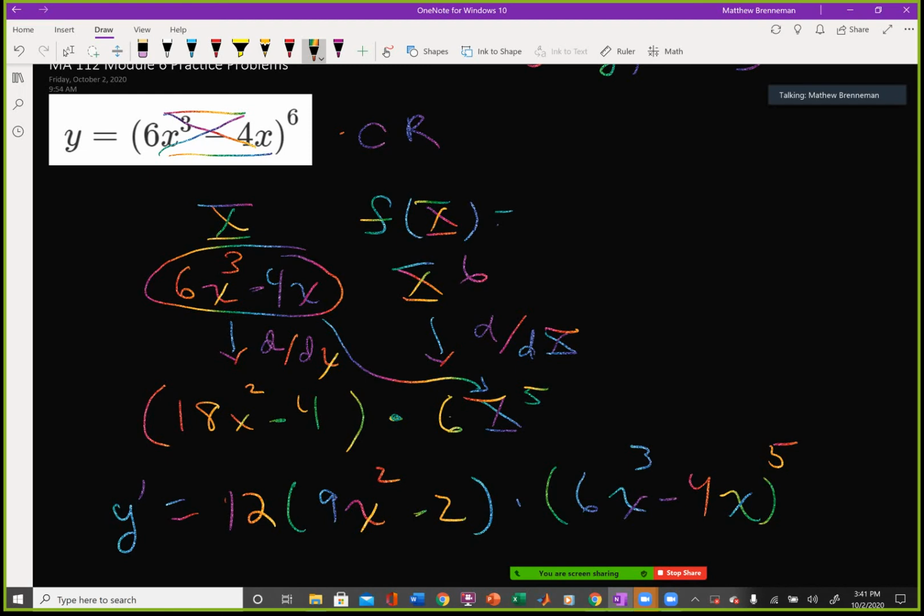Having a way to set these problems up that's organized will really help you. It will help you both not make an error, and it will help you catch your errors when you're checking your work. Not to mention the fact that it will help me grade your paper, okay?